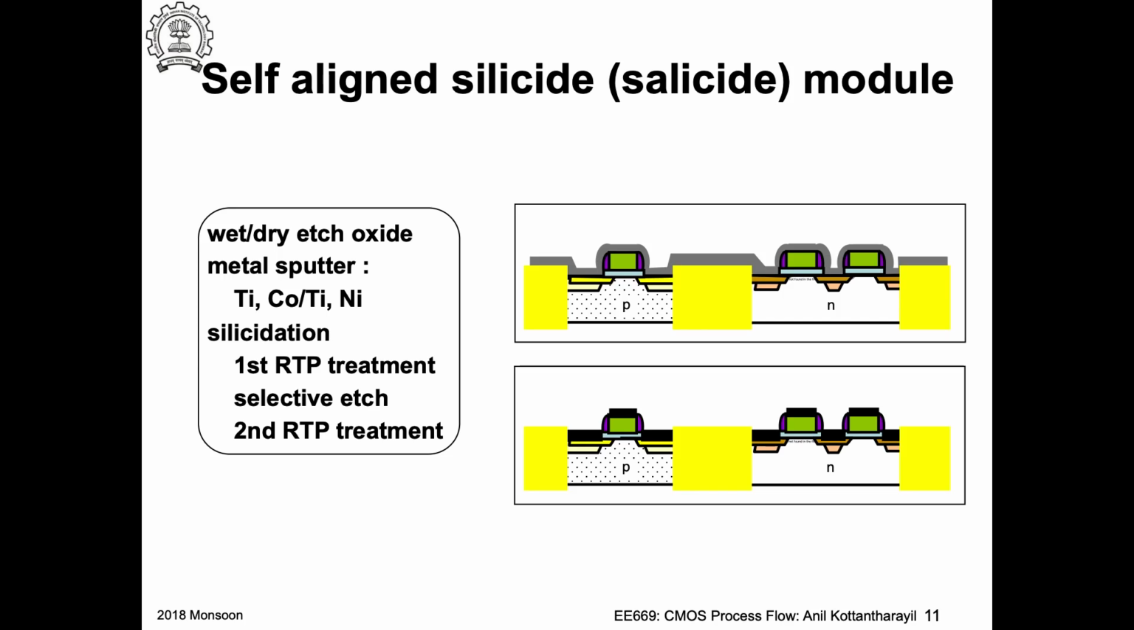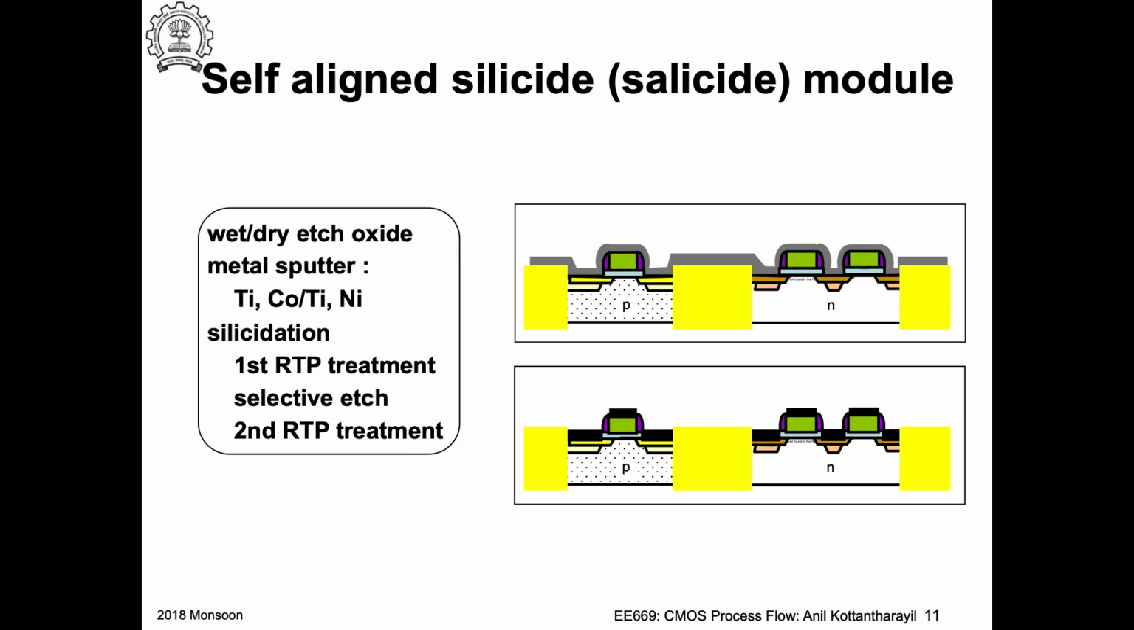And then you use a selective etch. What it does is the unreacted metal will be removed. The unreacted metal is on the silicon oxide, which is the shallow trench isolation, right? And also on the silicon nitride, which is the spacer, and that will be removed by the selective etch. This is typically a wet etch process. Again, you can go back to the module on sputtering and find more details about the chemistries used there.